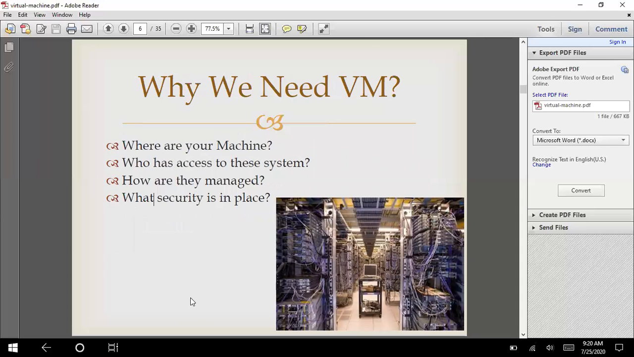Now let's talk about why exactly we need a virtual machine. First, you need to ask yourselves these questions. Where are your machines? Who has access to these systems? How are they managed? And what security is in place?